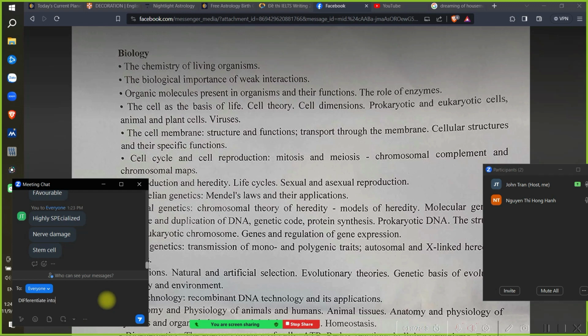differentiate into new neuron cell, you know. But then once again, you need to teach those neuron cells the skills that have been lost.